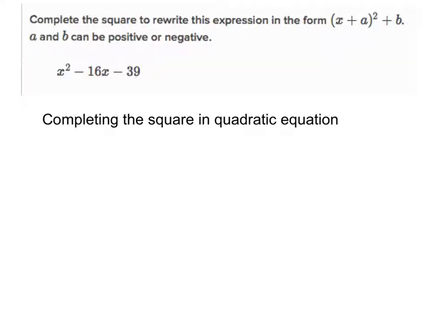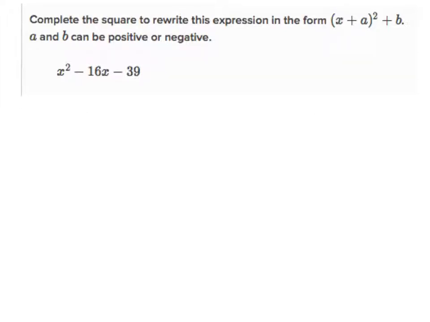Okay, so I'm making this video so that you can get 5 in a row on the activity completing the square in quadratic equations on Khan Academy. Okay, so here is the problem that I have. Complete the square to rewrite this expression in this form.